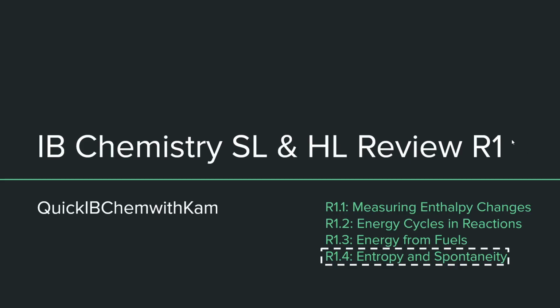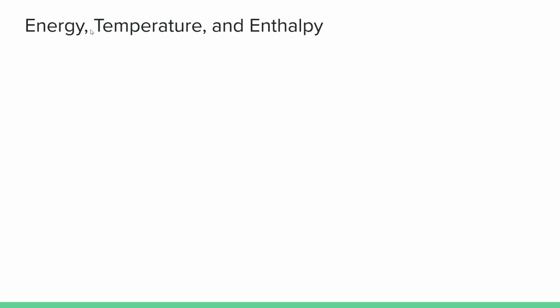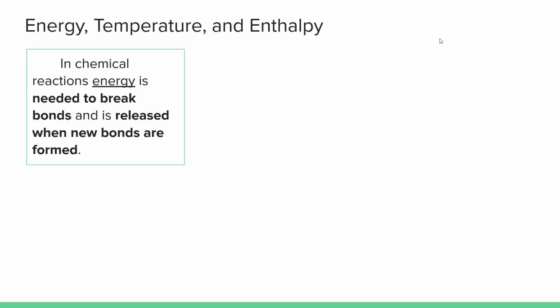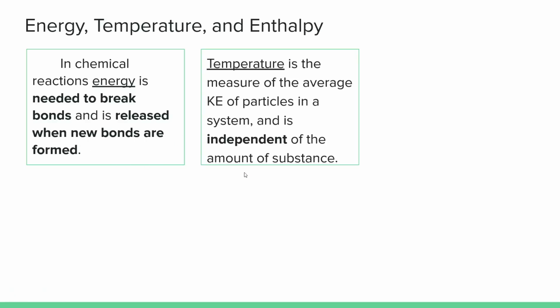So without further ado, the first thing that we're going to talk about is energy, temperature, and enthalpy. In chemical reactions, energy is needed to break bonds and is released when new bonds are formed. And that's going to form the basis of the rest of this chapter, as you're going to see.